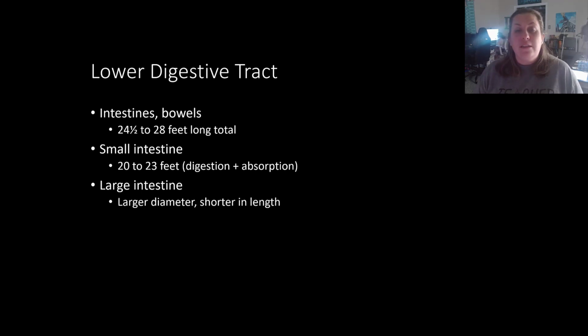Now, the large intestine is not going to be as long as the small intestine, but the reason we call it the large intestine is because it is larger in diameter. So the tube of the small intestine is smaller, even though it's longer, and the large intestine is going to have a larger opening, larger diameter. It is going to be shorter in length than the small intestine.